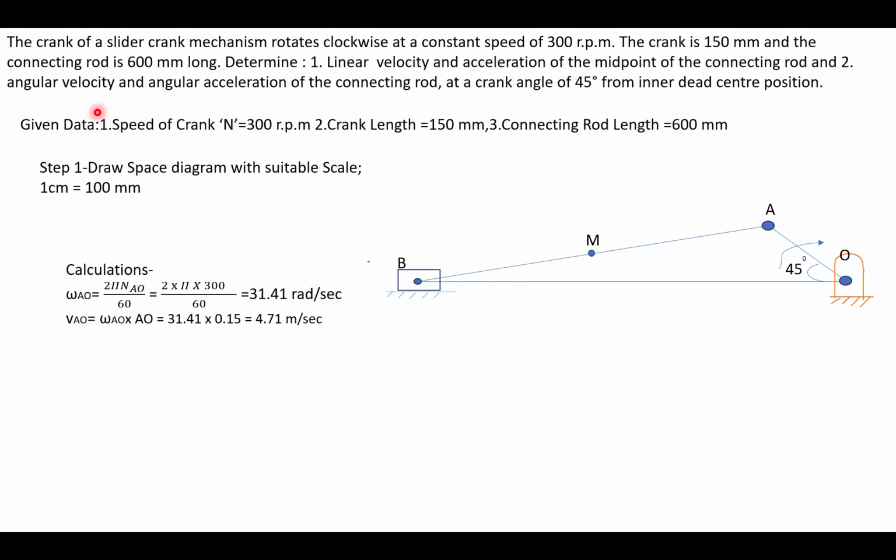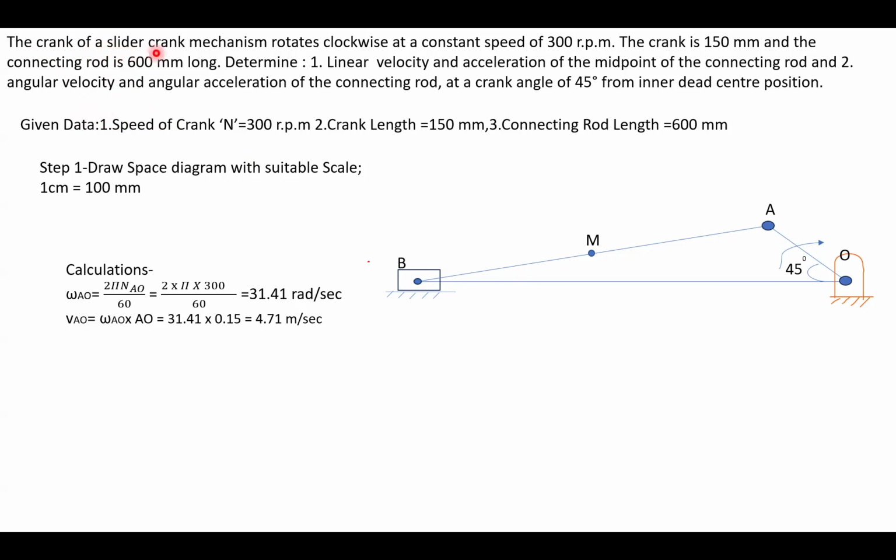So let's begin, friends. Today we are going to solve the numerical by relative velocity and acceleration method. This is the numerical of single slider crank mechanism.